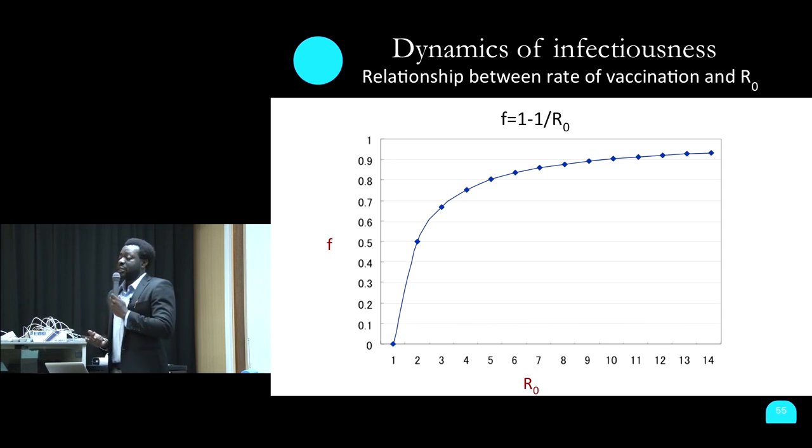Another message is that you don't need to vaccinate everybody, because those who receive vaccination, those who are immunized, can indirectly protect those who are not immunized. And this is what we call herd immunity.